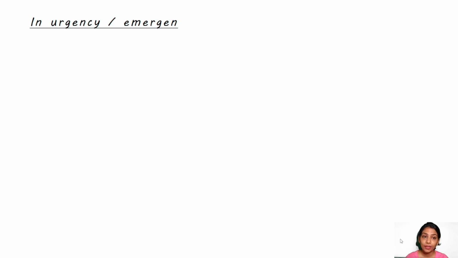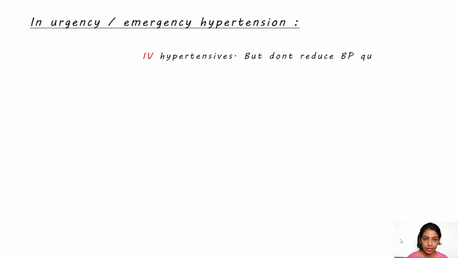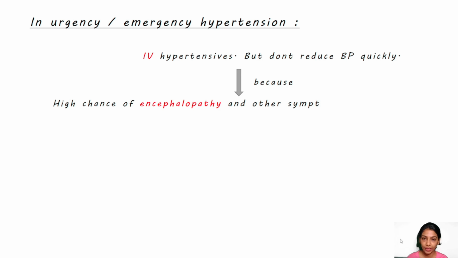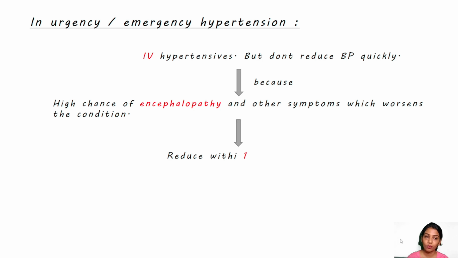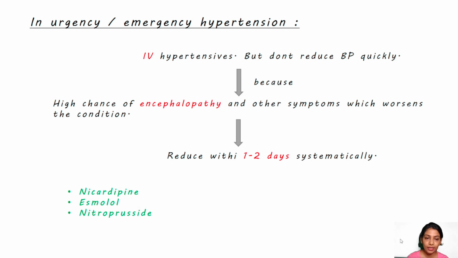Let's talk about hypertensive urgency and emergency situations. In these situations, intravenous antihypertensive drugs are used, but it is very important not to reduce blood pressure too quickly. Why? Because a rapid drop can reduce blood supply to the vital organs that may cause complications such as encephalopathy, which worsens the condition. So instead, BP should be reduced gradually over 1 to 2 days in a controlled manner. Common IV drugs used include nicardipine, esmolol, and nitroprusside, usually given as titrated infusions.